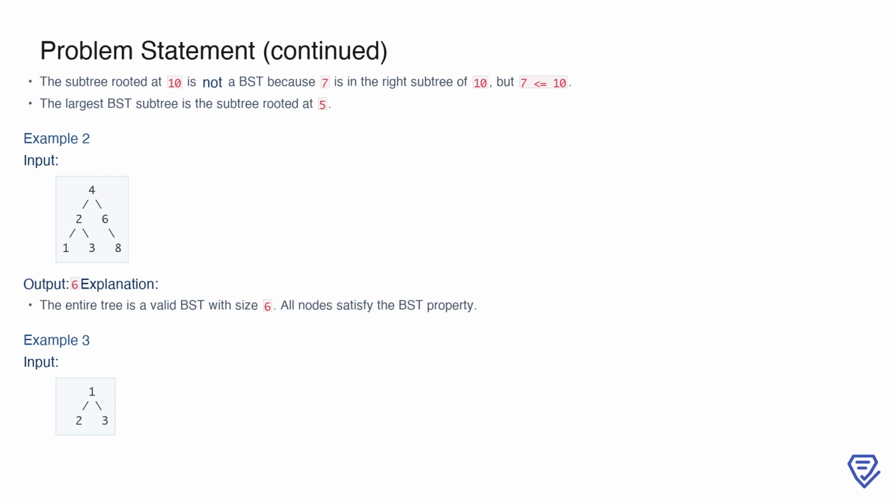Moving to the next example, we have a tree with root node 4, left child 2, and right child 6. The node 2 has children 1 and 3, while the node 6 has a single right child, 8. Here, the entire tree satisfies the BST properties. Each node's left child is smaller, and its right child is larger, making the entire tree a valid BST. The size of this tree is 6, so the output is 6.